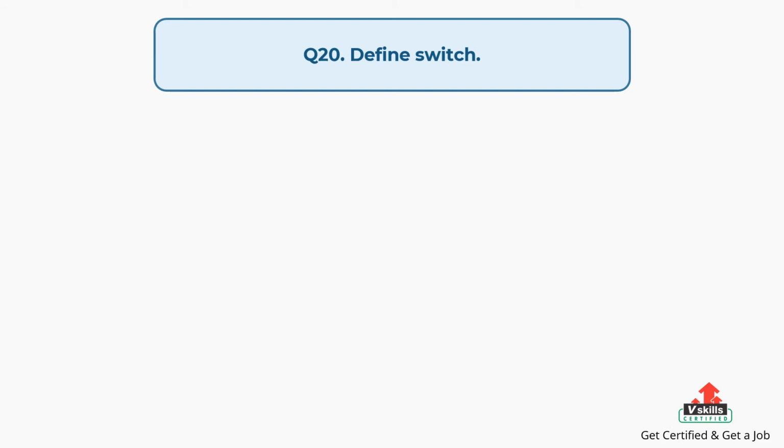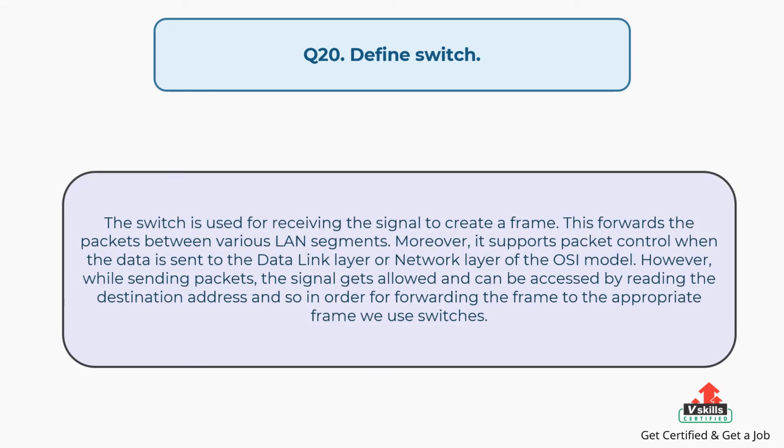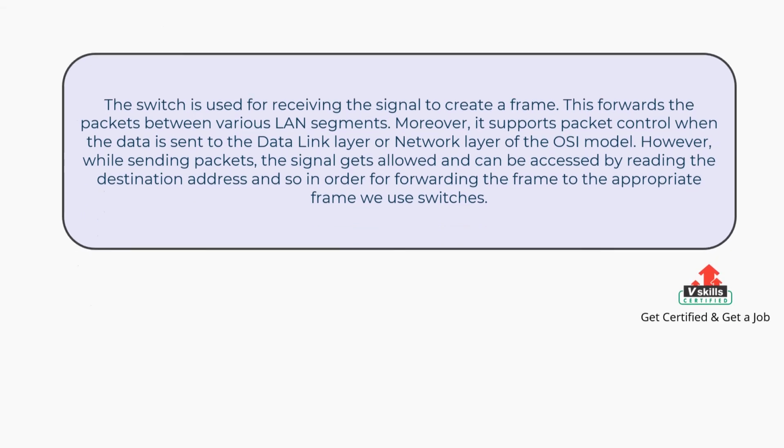Question number 20. Define switch. The answer is: the switch is used for receiving the signal to create a frame. This forwards the packets between various LAN segments. Moreover, it supports packet control when the data is sent to the data link layer or network layer of the OSI model. While sending packets, the signal gets allowed and can be accessed by reading the destination address, and so in order to forward the frame to the appropriate destination we use switches.